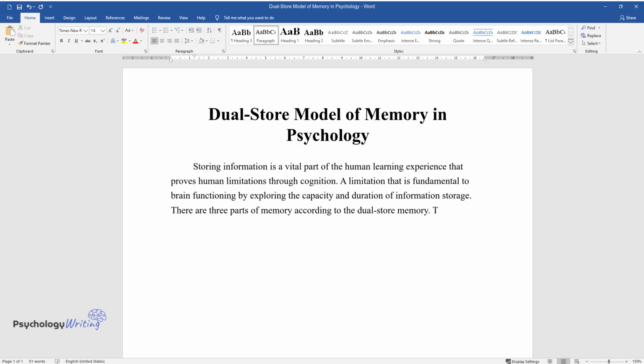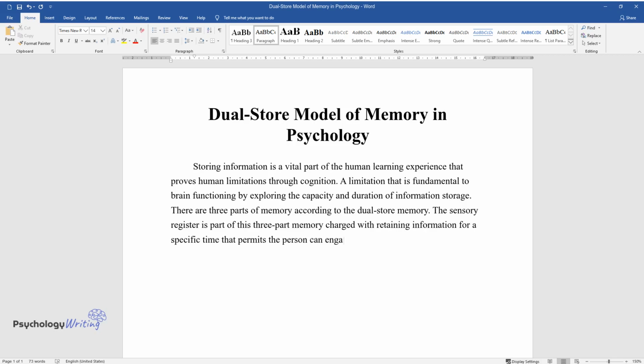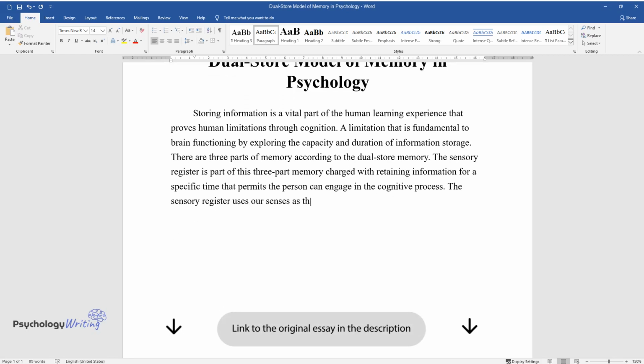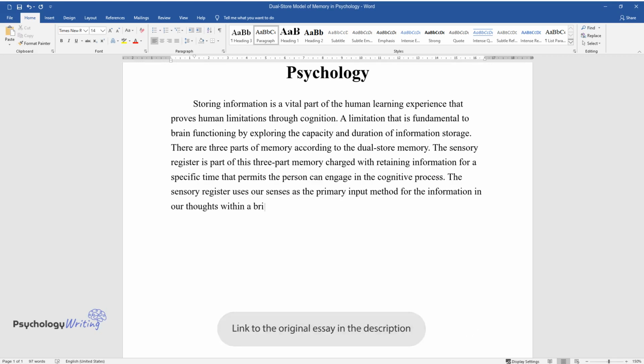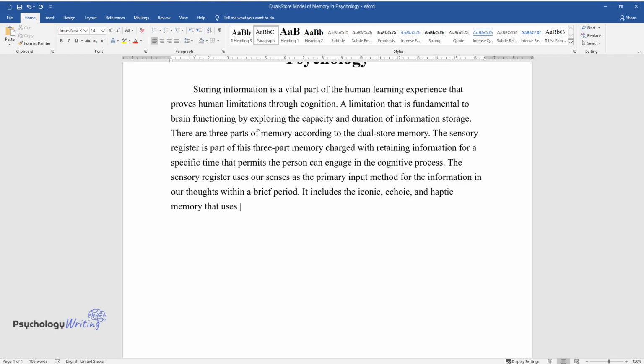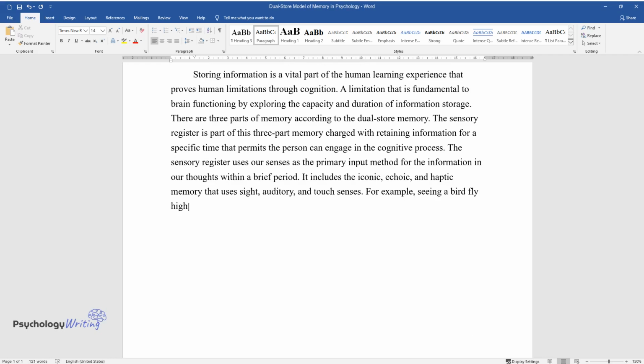The sensory register is part of this 3-part memory charged with retaining information for a specific time that permits the person to engage in the cognitive process. The sensory register uses our senses as the primary input method for the information in our thoughts within a brief period. It includes the iconic, echoic, and haptic memory that uses sight, auditory, and touch senses. For example, seeing a bird fly high above the sky while walking down the road. The duration for memory storage is 1/4 to half a second.